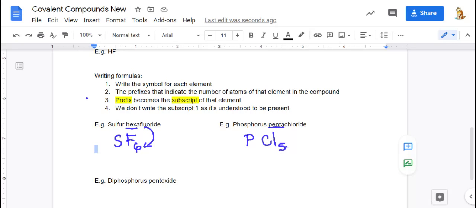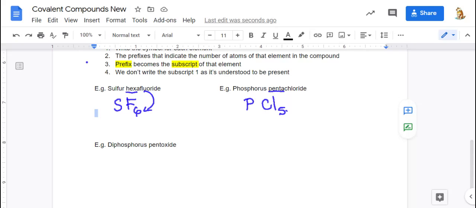Now, one more, diphosphorus pentoxide. So this is telling us we've got phosphorus and oxygen. So P and O. And there's di, so 2, and pent is 5. So there's 2 phosphorus, pentoxide, 5 oxygens. So the prefix is out front, but the subscript is behind. And that's how you write formulas for covalent compounds.